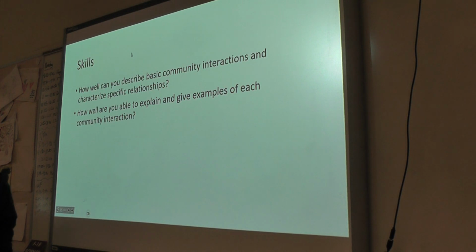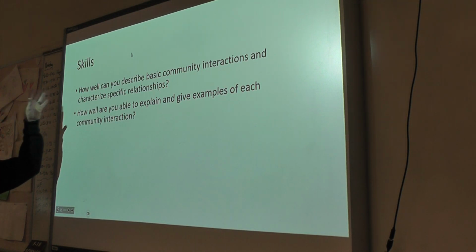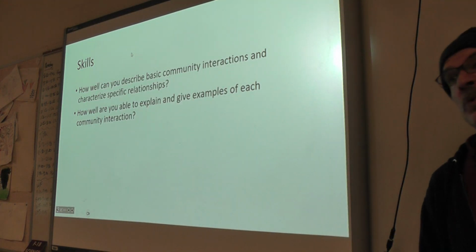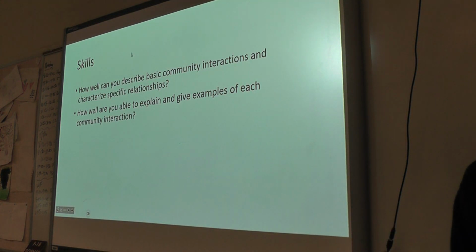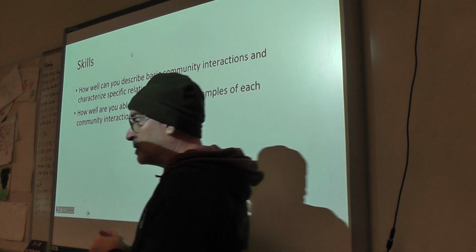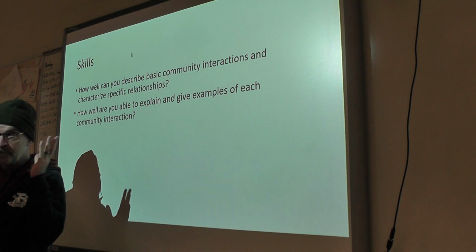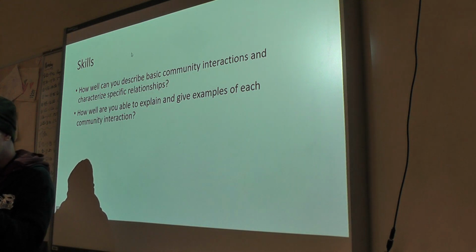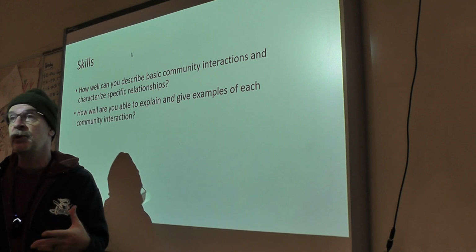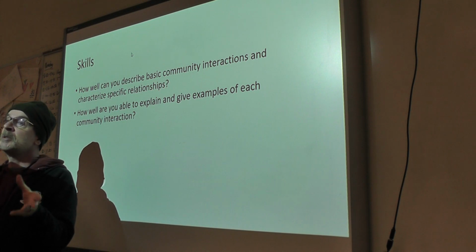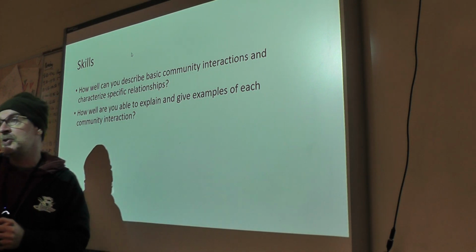So the skills we're going to work on are, first of all, how well can you describe and characterize community interactions? Describe means that you could tell us about them. If I asked you, what is a predator-prey relationship? What does that look like? You would be able to tell me a little bit about the kinds of things that happen in predator-prey relationships. And if I were to give you an example of something, if I were to say there's two plants, they're both growing in the same little patch of land, and there's not very many nutrients in the soil, what type of interaction might characterize those two plants? You would be able to say, oh, that sounds like maybe competition is involved.